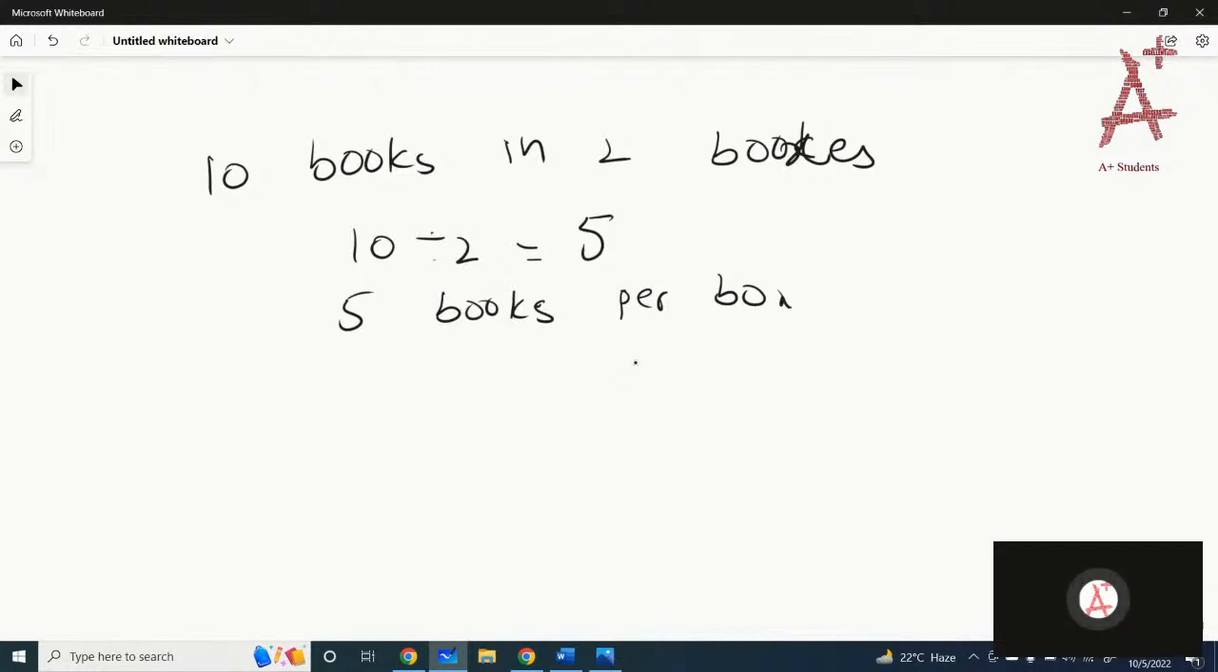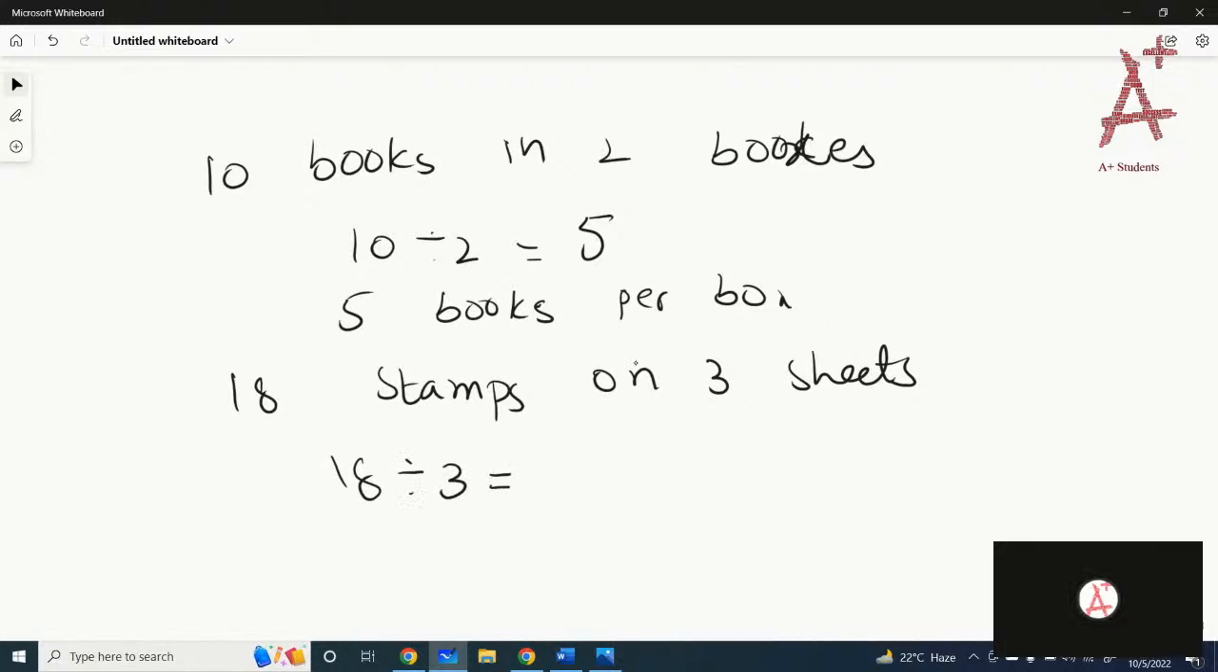Okay, find the unit rate: 18 stamps on 3 sheets. So you have to find how many stamps you have on one sheet. Got it? Just divide 18 by 3. 3 times 6 is 18. That means you have 6 stamps per sheet. Got it? So the correct option is 6. Just select the correct option and click on the OK button.